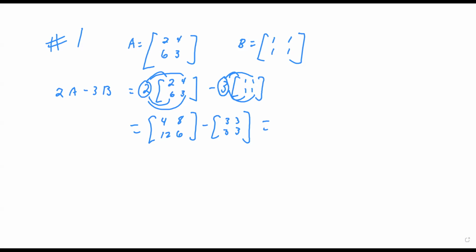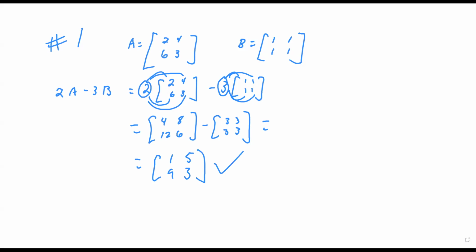Awesome. Any questions up to this point? All righty. Then after this, you just simply subtract. So 4 minus 3 is, 8 minus 3 is, 12 minus 3 is, 6 minus 3 is. Awesome.